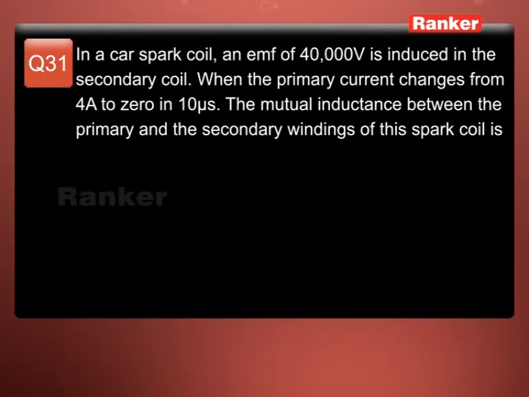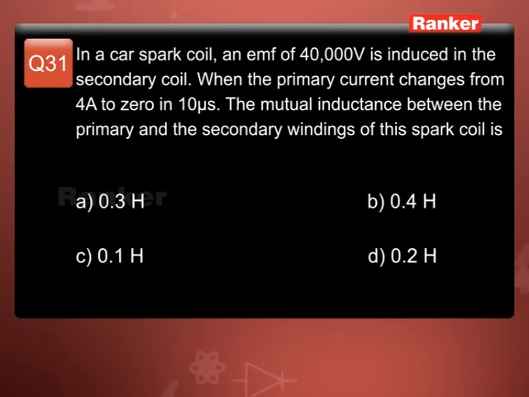Problem 31. In a car spark coil, an EMF of 40,000 volt is induced in the secondary coil when the primary current changes from 4 ampere to 0. The inductance of the secondary windings of this spark coil is how much? Options are given this way: 0.3 Henry the first option, 0.4 Henry the second, 0.1 Henry the third, and 0.2 Henry the fourth. The correct option here is the third one, that's 0.1 Henry.